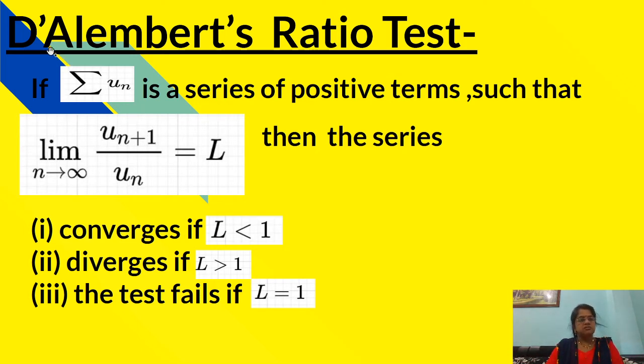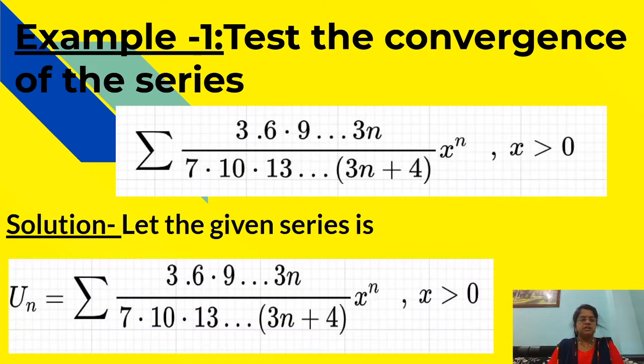See what is the statement of D'Alembert's ratio test. If summation un is a series of positive terms such that limit n tends to infinity, un plus 1 upon un is equal to L, then the series converges if L less than 1, the series diverges if L greater than 1, and the test fails if L is equal to 1. Now see the examples.